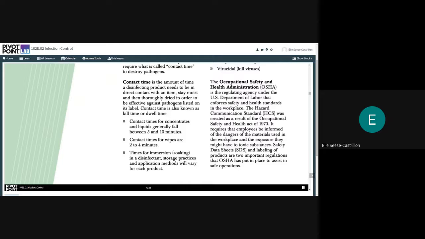So most of your concentrates that are liquids, the contact time is going to be between 5 and 10 minutes. Usually I always do 10 minutes, and that's just to be on the safe side. If you're using wipes, like even Lysol disinfectant wipes, it's usually 2 to 4 minutes.